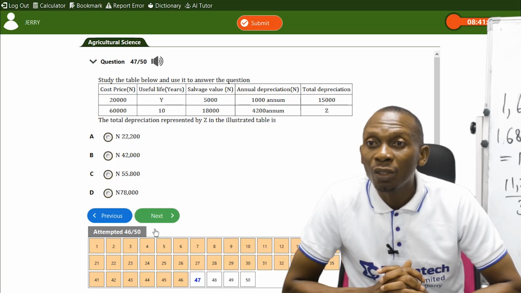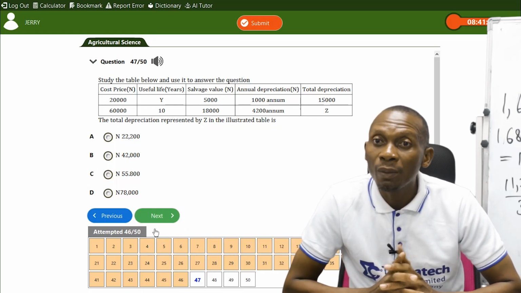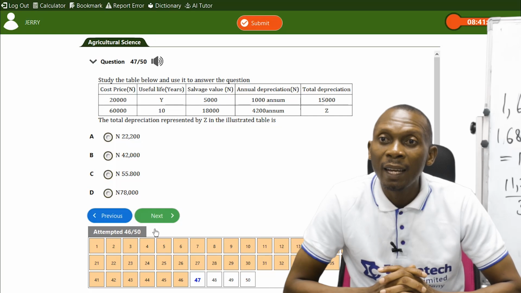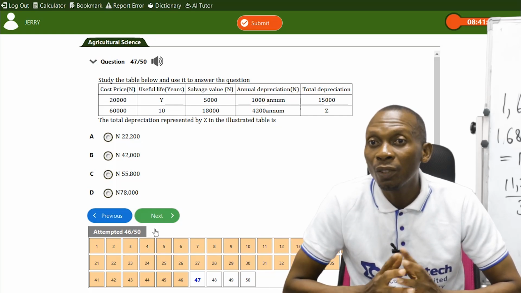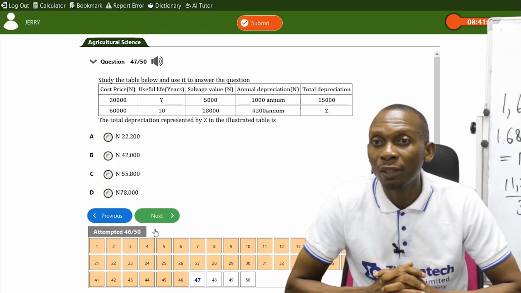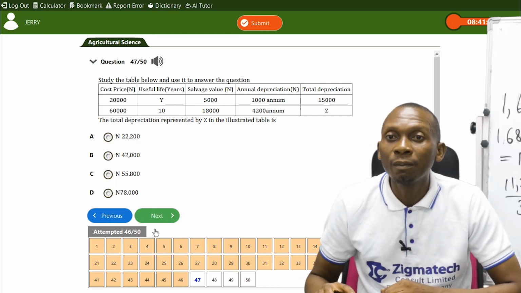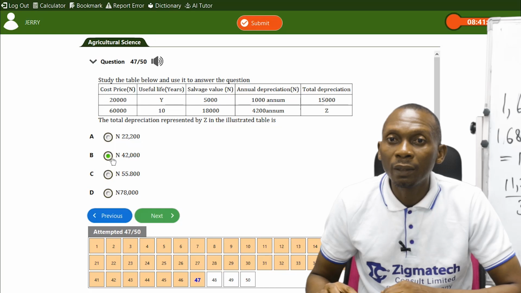And total depreciation, that's the total number of years it was used. Remember, the useful life is 10 years, and the annual depreciation is 4,200. So for total depreciation, you just multiply 4,200 by 10. That gives us 42,000.